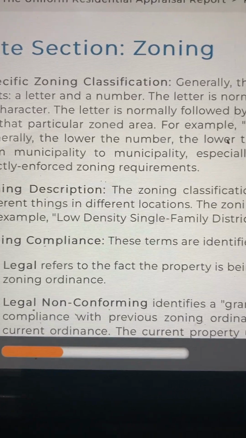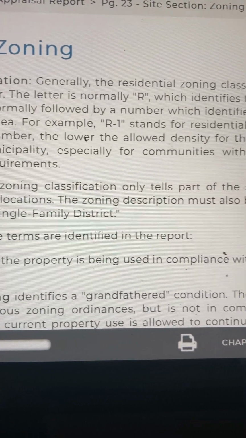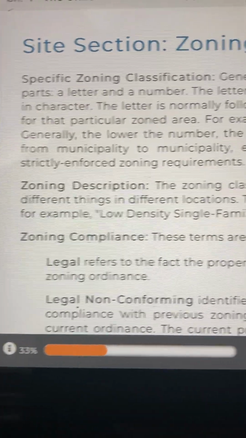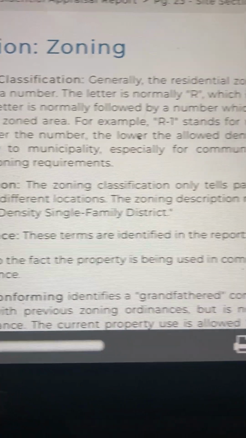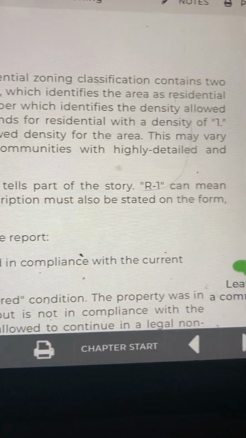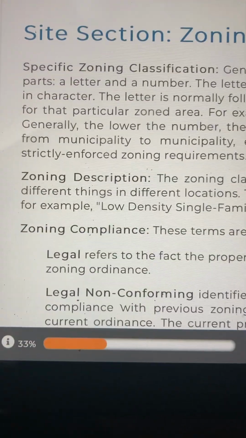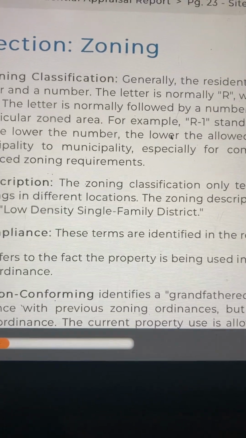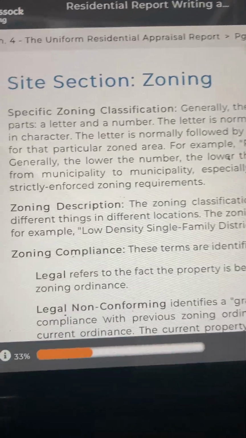Zoning description. The zoning classification only tells part of the story. R1 can mean different things in different locations. The zoning description must also be stated on the form. For example, low density single family district.